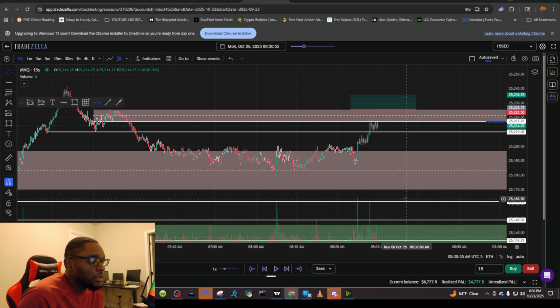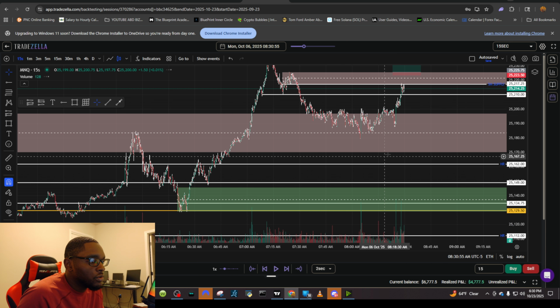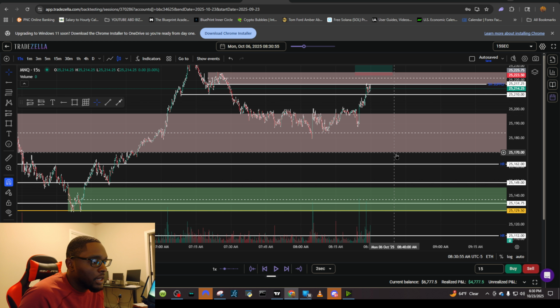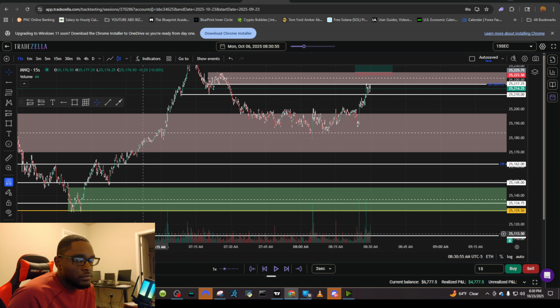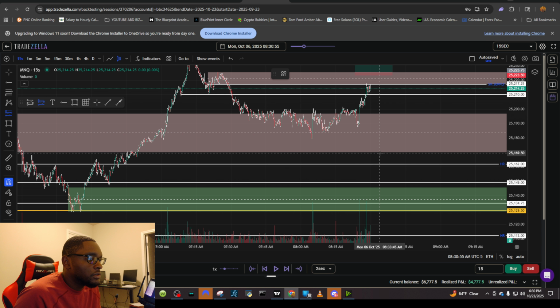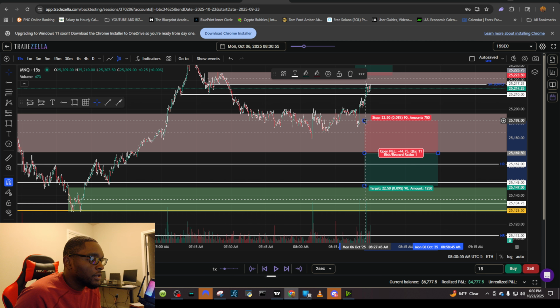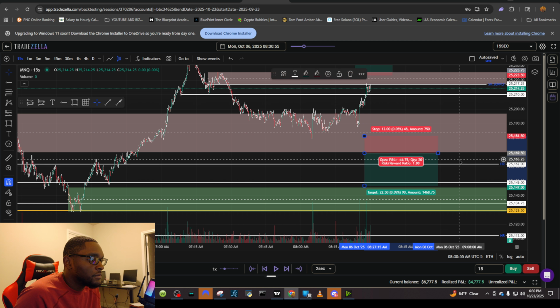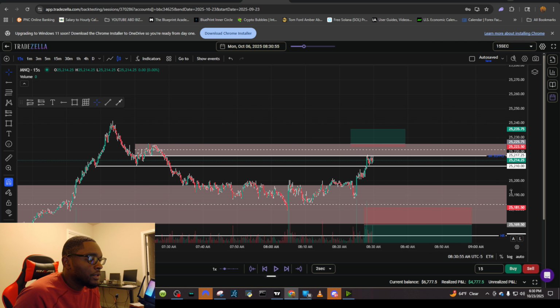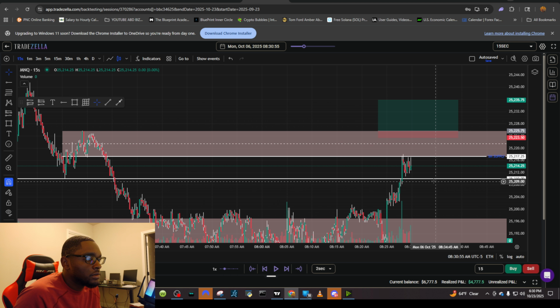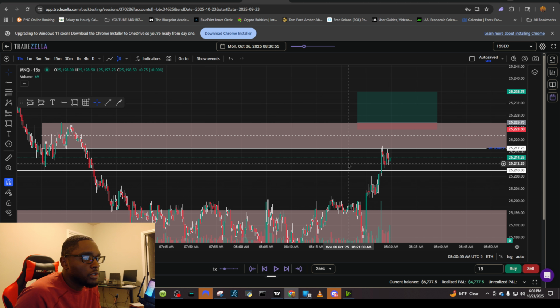Obviously, not going long. I mean, not going short until we break back out of this supply zone, this 4 hour supply zone, targeting the 5 minute zone. So these are my plans. This is my plan. So let's see what we got.